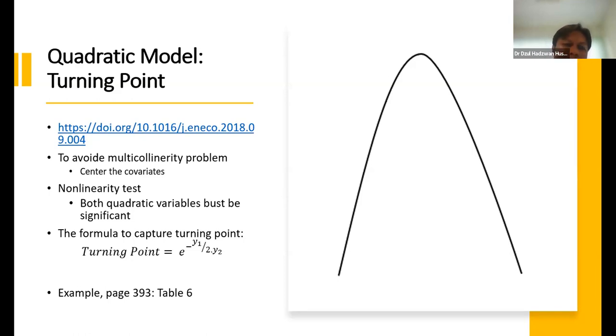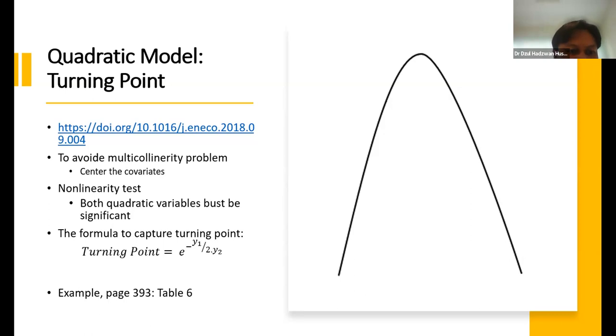But please bear in mind, you will face the problem of multicollinearity. So in order to avoid that, you need to do the centering of covariates. You have two types of variables here, GDP and GDP square, right? You need to remove the mean value from each of the series. So definitely you're going to have negative values. From those negative values, there is a technique for us to convert them into log values. I will show it later.